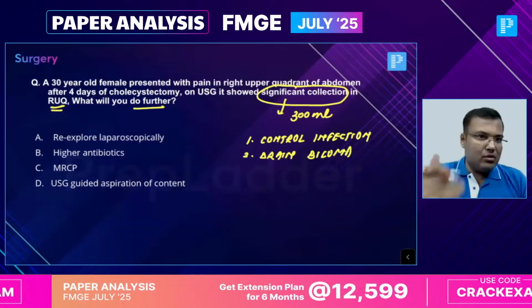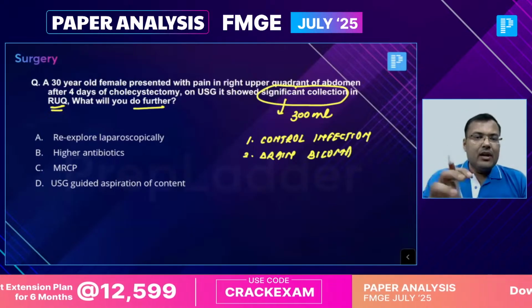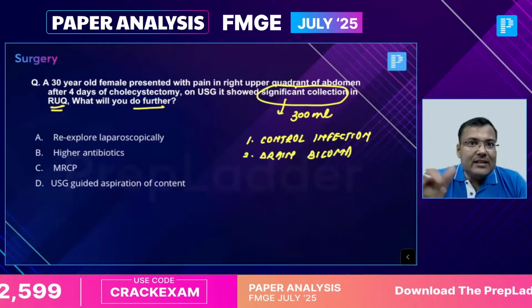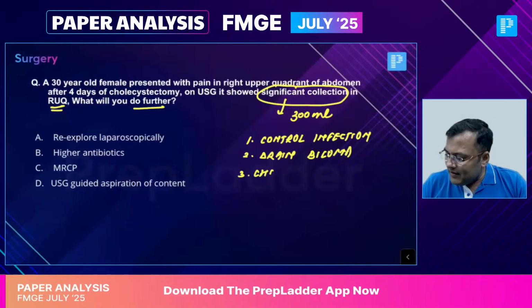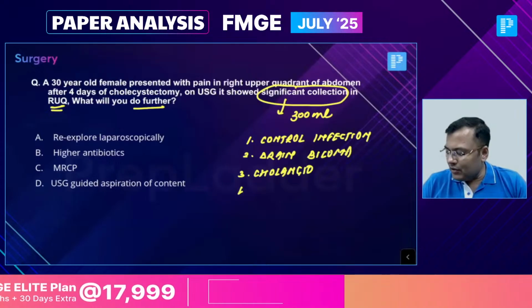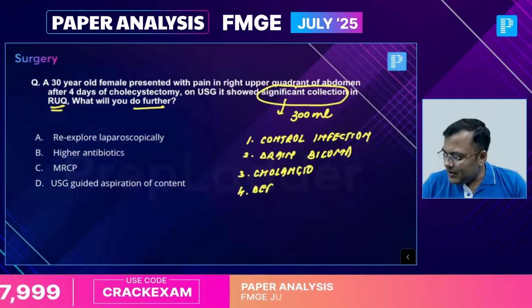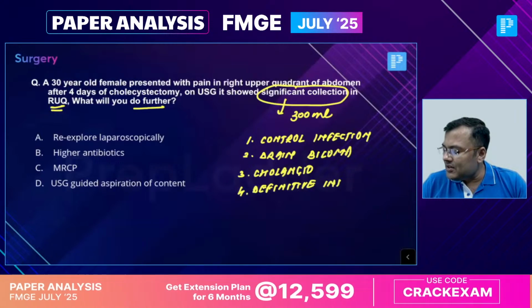If there is collection, we go for ultrasound or CT guided percutaneous aspiration. If a huge collection is there, we insert a pigtail catheter. Third, complete the cholangiography. How do you do the cholangiography? We go for MRCP. And fourth, definitive intervention. What do you mean by definitive intervention?